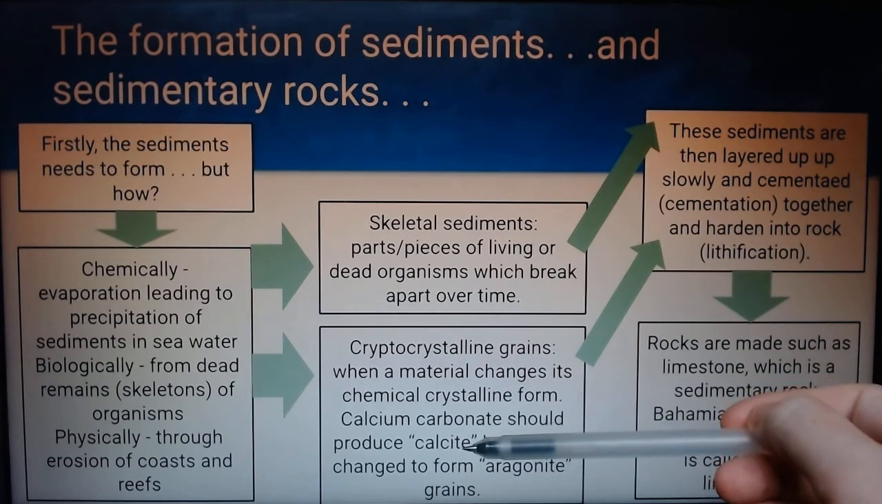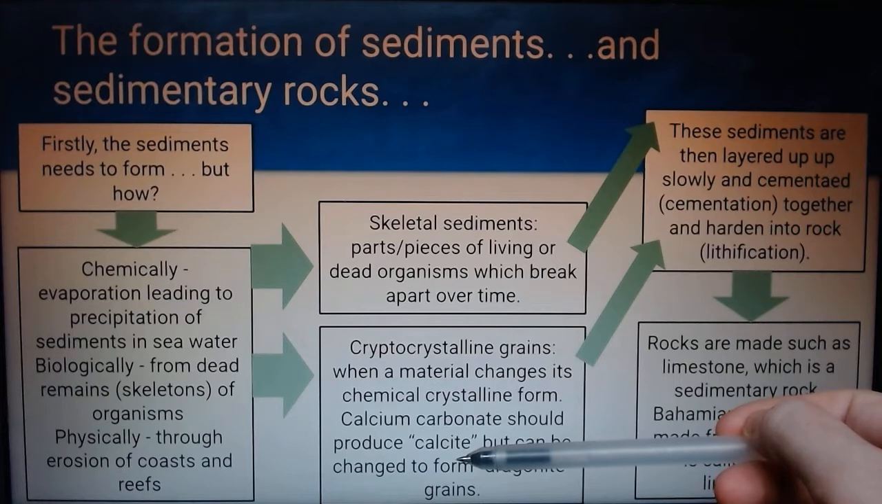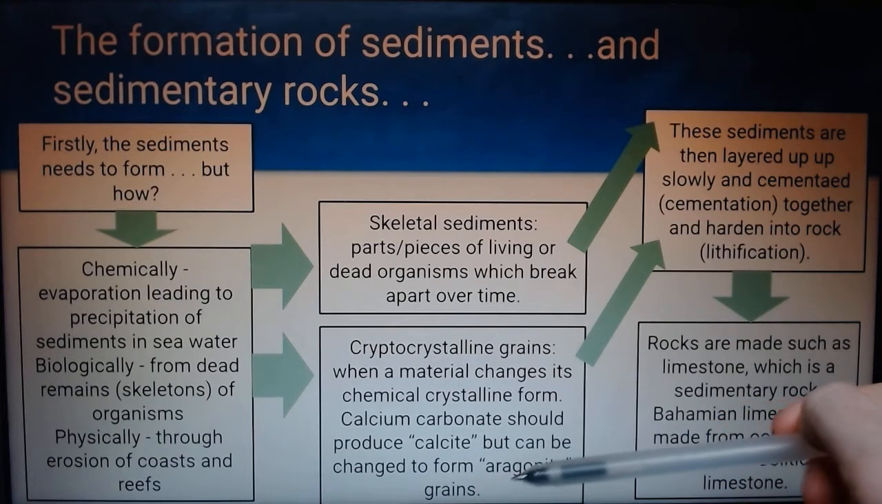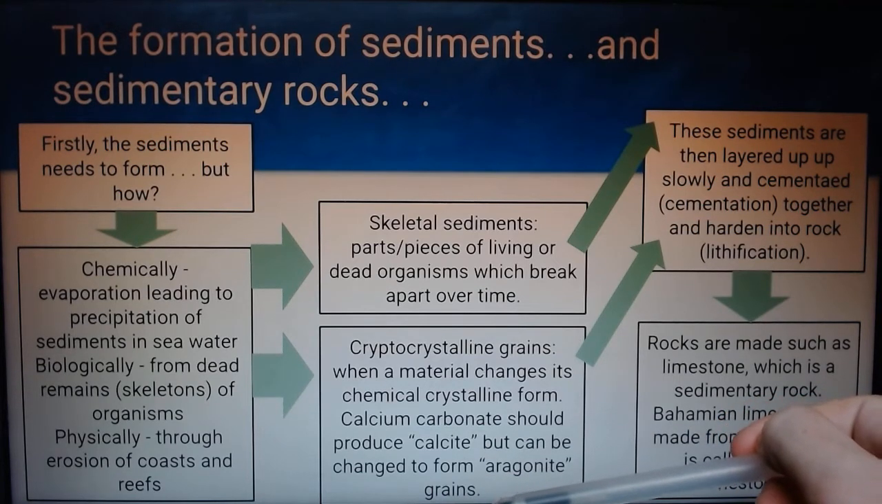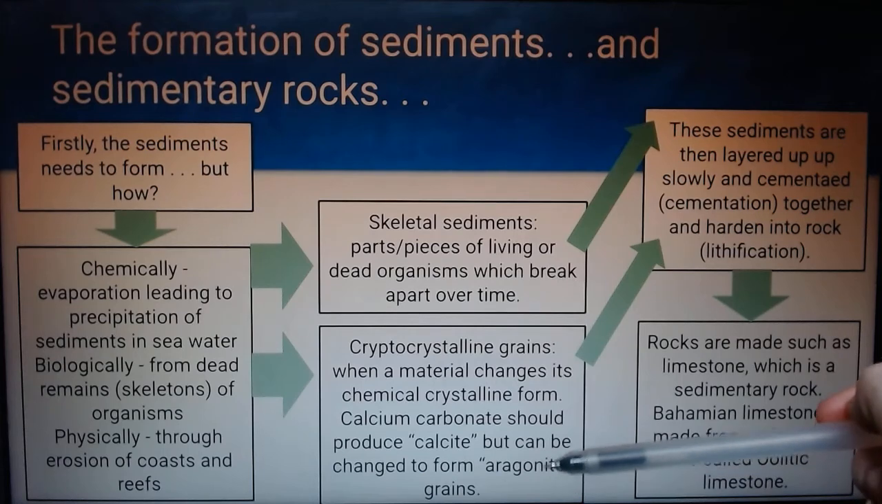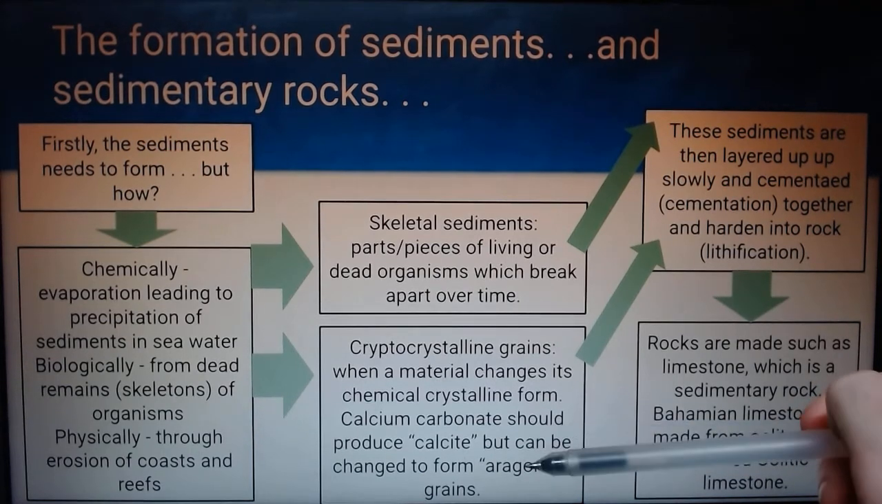All right, it should produce calcite. It most regularly does, but it can also be changed to form aragonite grains. And we all know that aragonite sand is the type of sand found in our area.